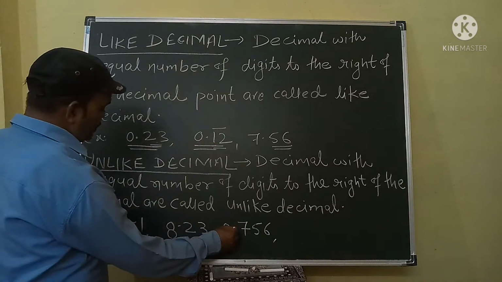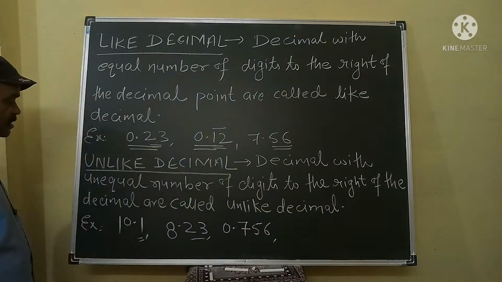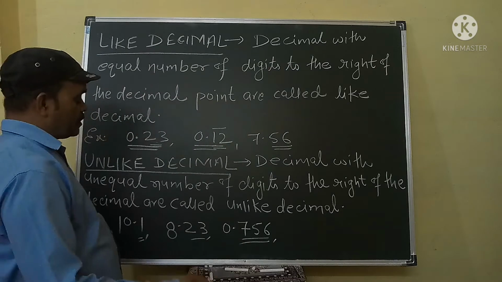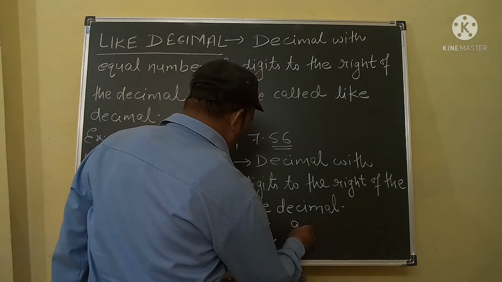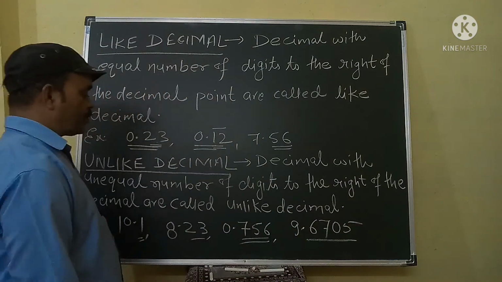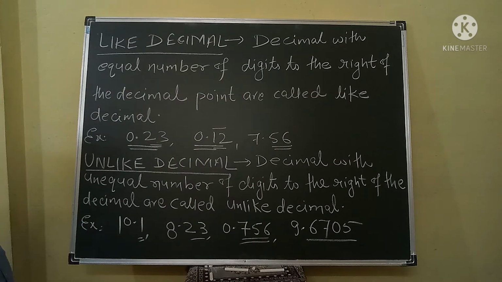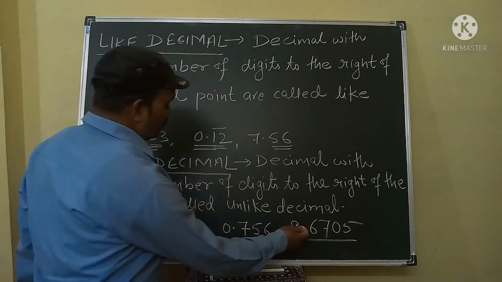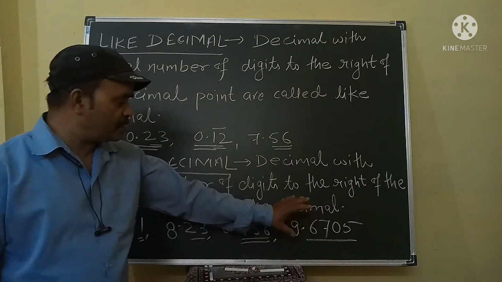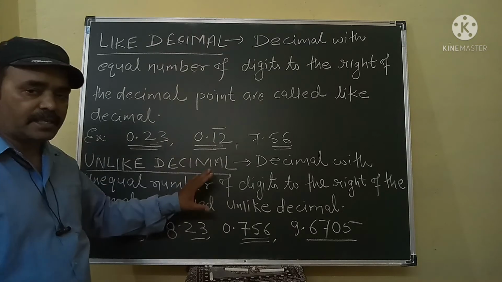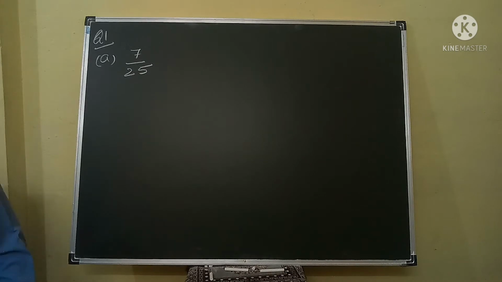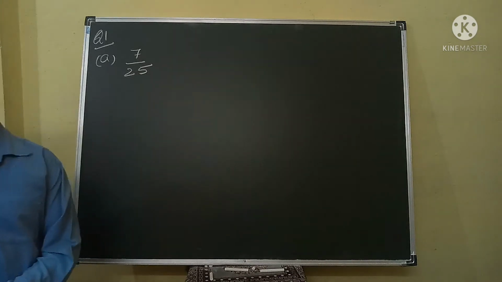In 0.756, after the decimal point, the number of digits is 3. In 9.6705, after the decimal point, the number of digits is 4. That means all these are examples of unlike decimals. We will discuss some questions from page number 79.